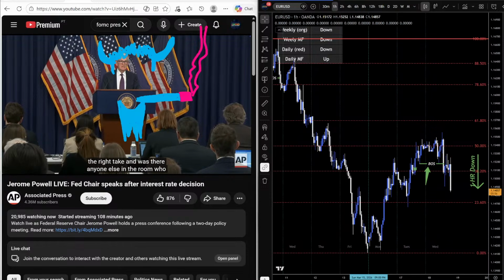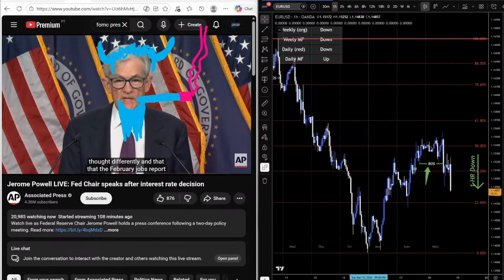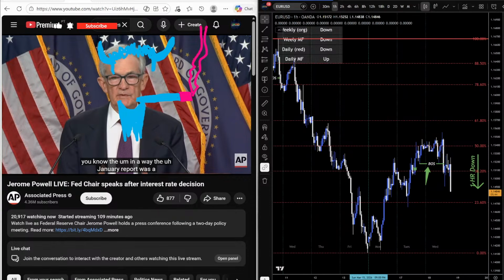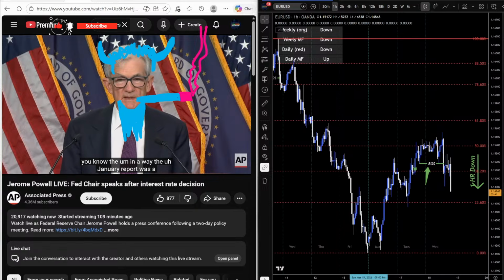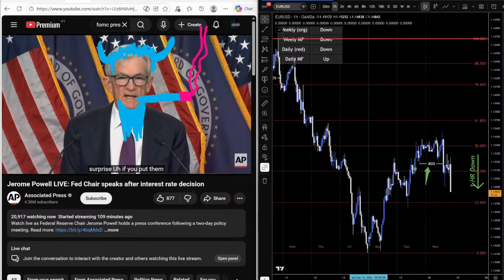So I think you have to take the two together. In a way, the January report was a positive surprise, and the February report was a negative surprise. If you put them together, you get something in the middle, and I think you have to really, as you do, I'm sure, realize there was a strike and there was weather, and that's about 80,000 of the negative effect total on the February report.